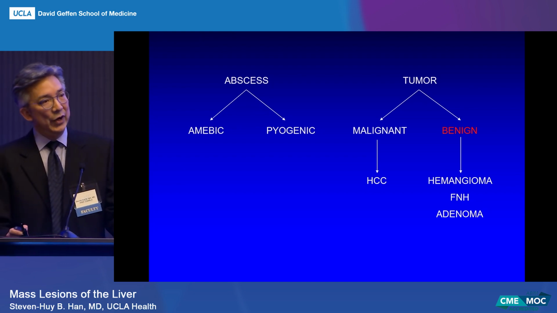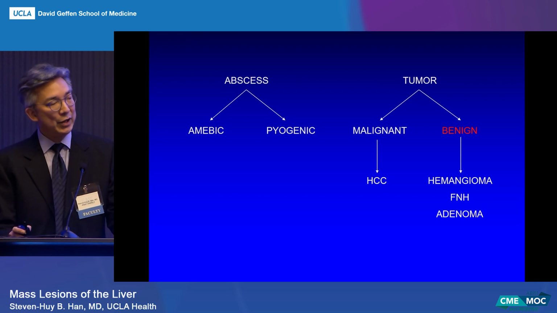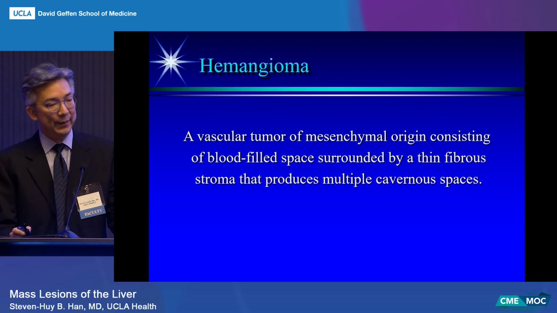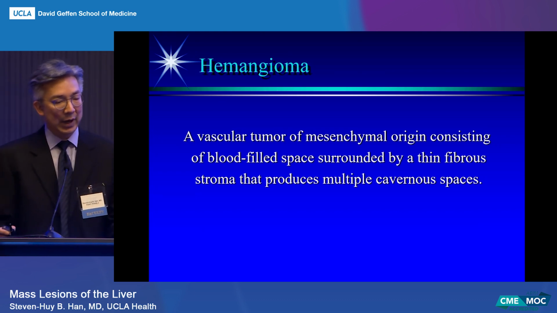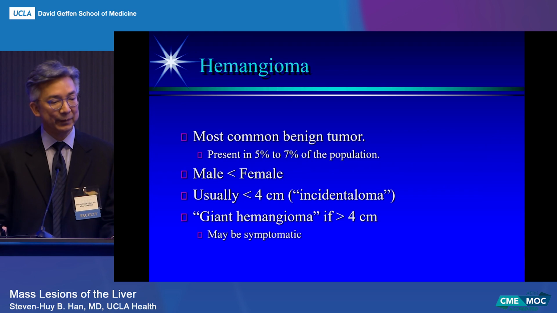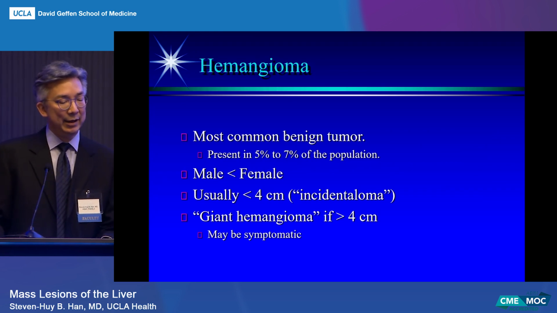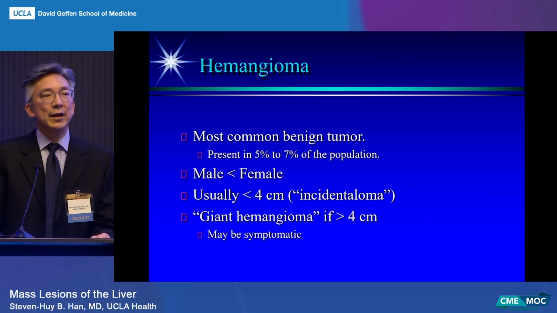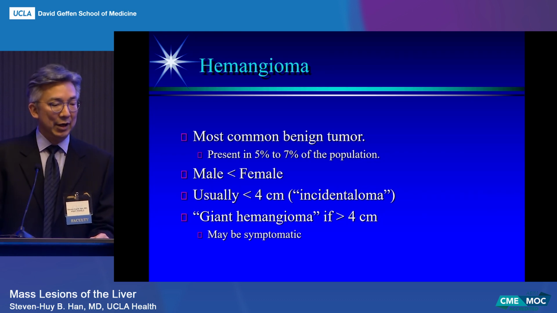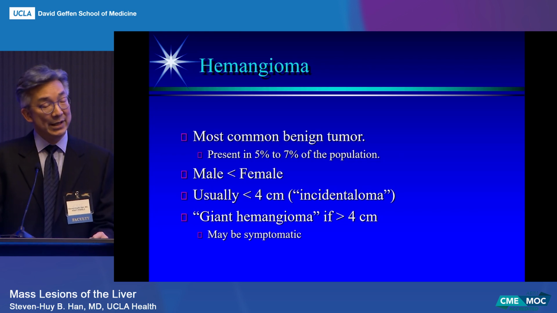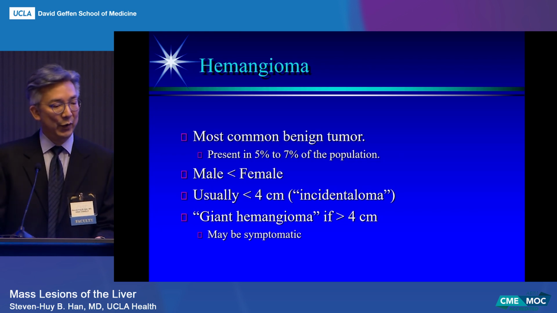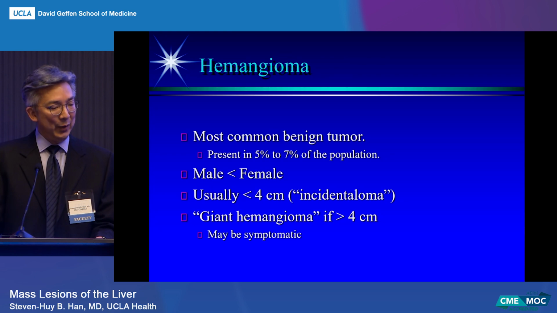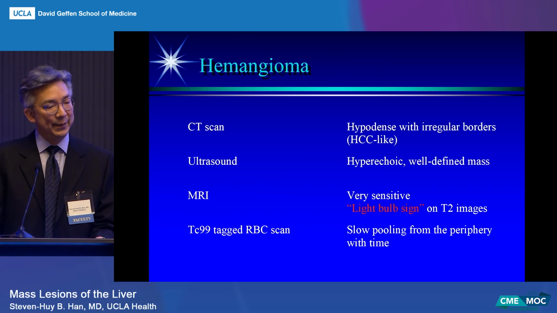Finally, if you're not dealing with an HCC, you're probably dealing with one of the benign lesions: a hemangioma, an FNH, or an adenoma. A hemangioma is a vascular tumor, blood-filled, surrounded by fibrous septa. It is the most benign tumor, more common in women. Less than 4 centimeters is a small hemangioma, usually called an incidentaloma, because we always find them incidentally when we're imaging for other reasons. A giant hemangioma is usually more than 4 centimeters.